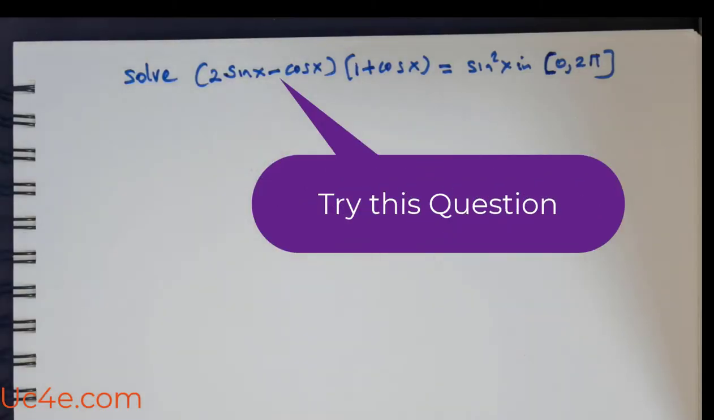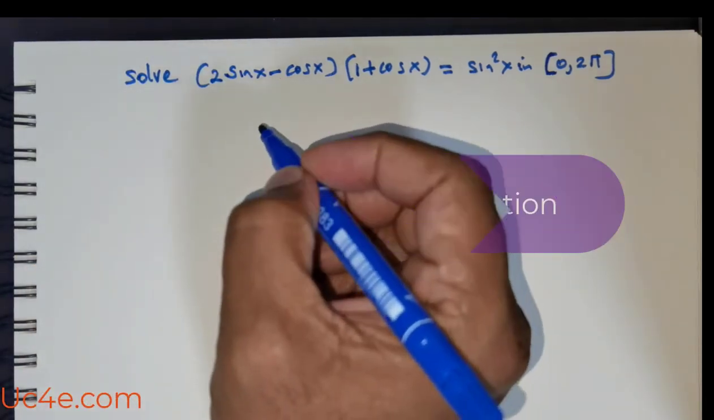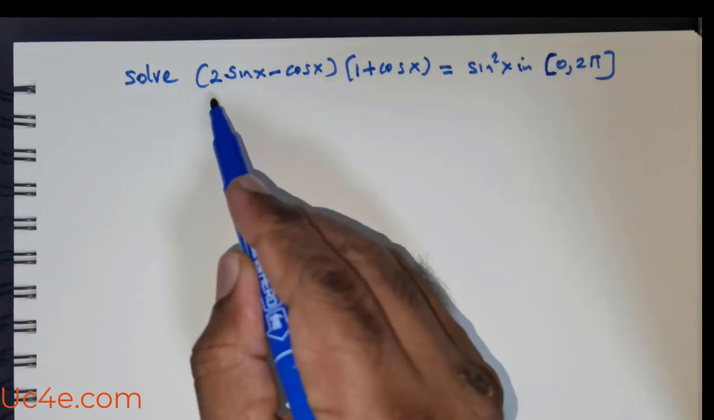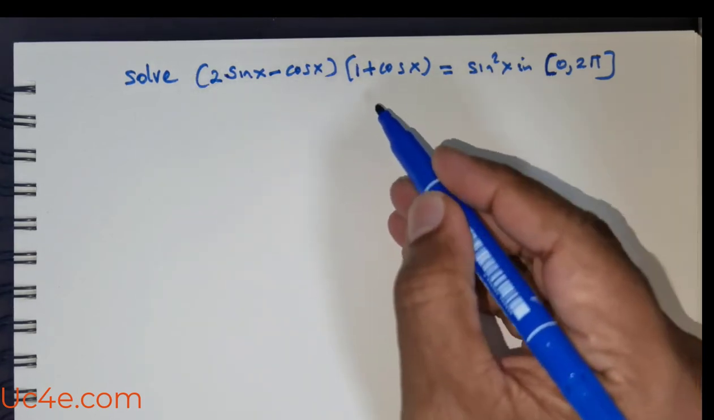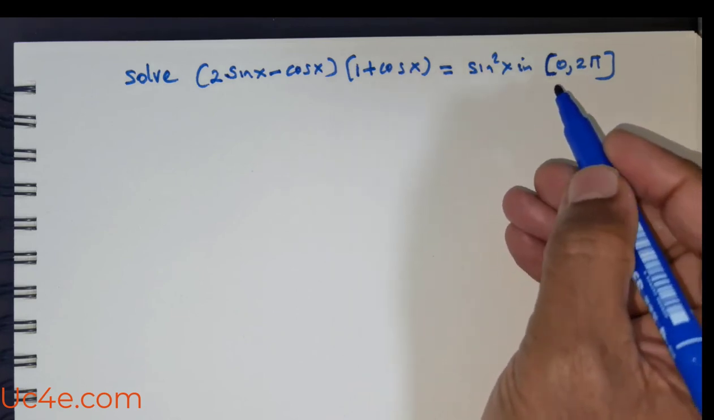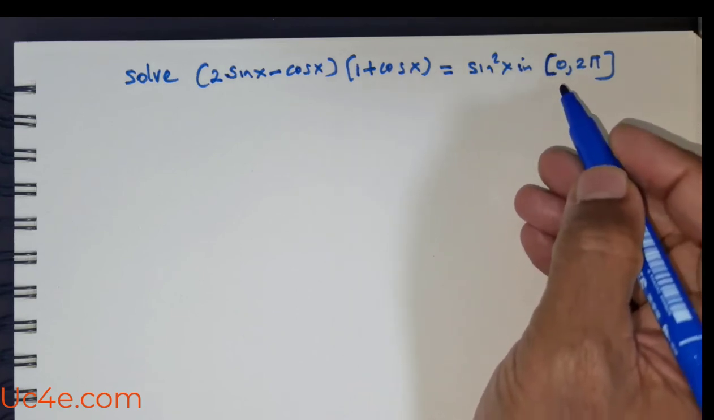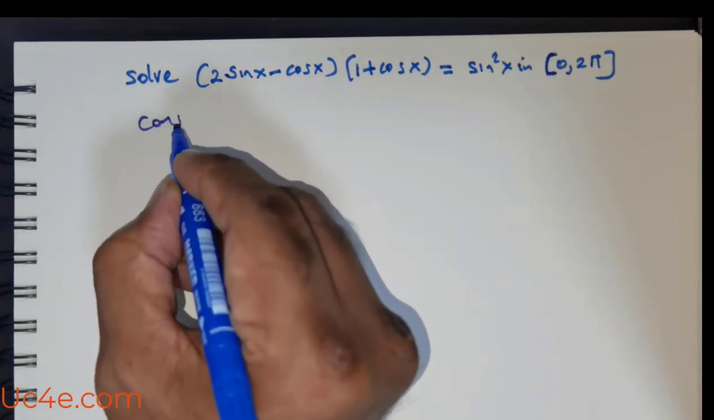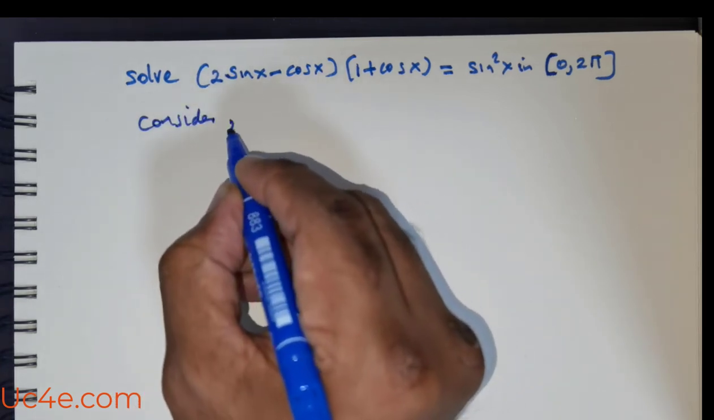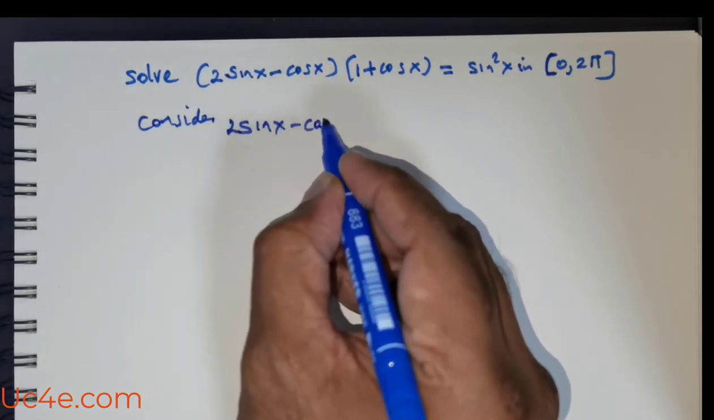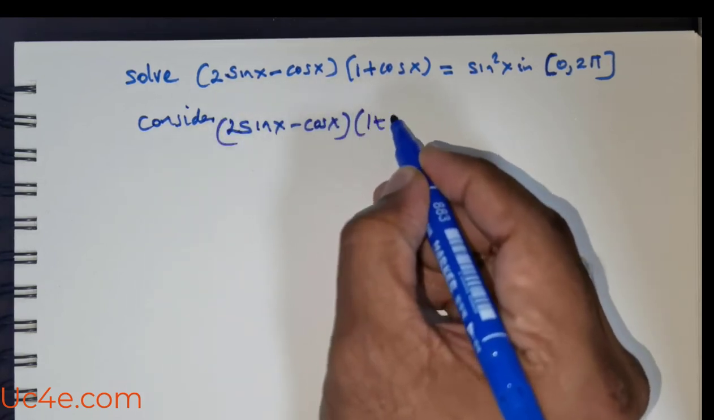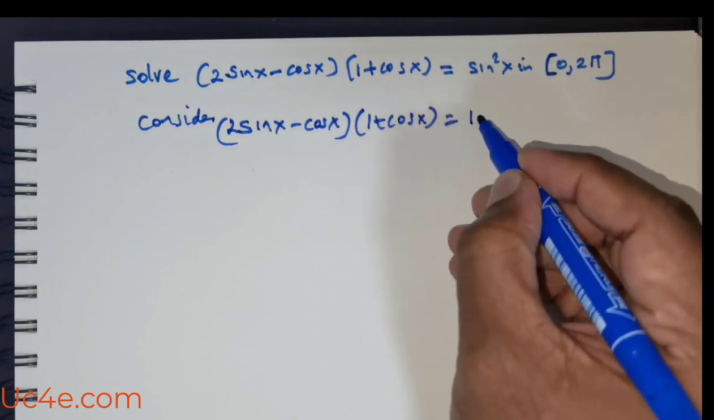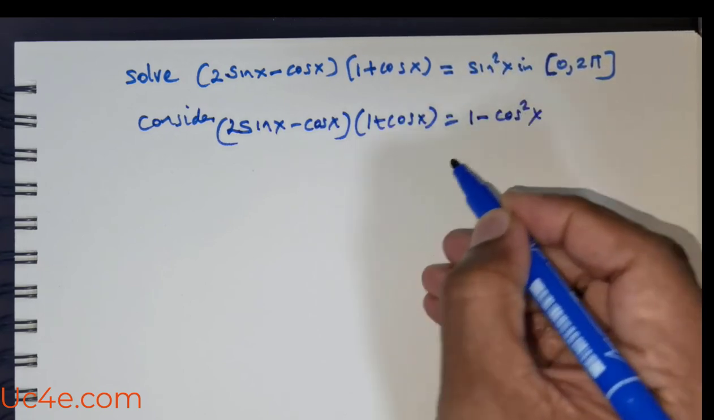Welcome, students. We have been continuing our study on trigonometric equations. Now we are expected to solve this question. We have 2 sin x (1 - cos x)(1 + cos x) = sin squared x, given the interval being [0, 2 pi]. So foremost, I will start by considering the given question: 2 sin x (1 - cos x)(1 + cos x) is equal to, I would like to write sin squared x as 1 - cos squared x.